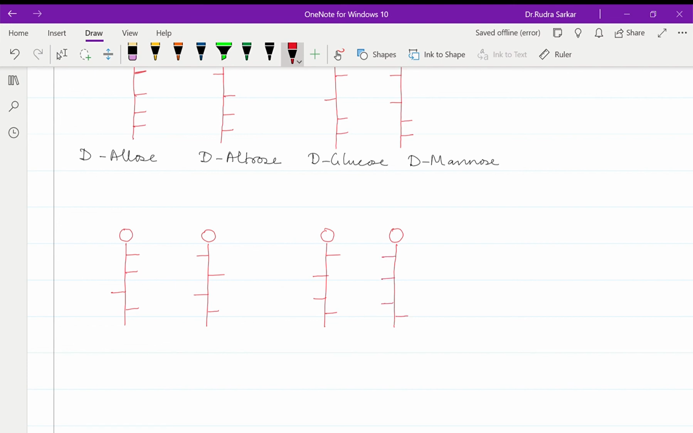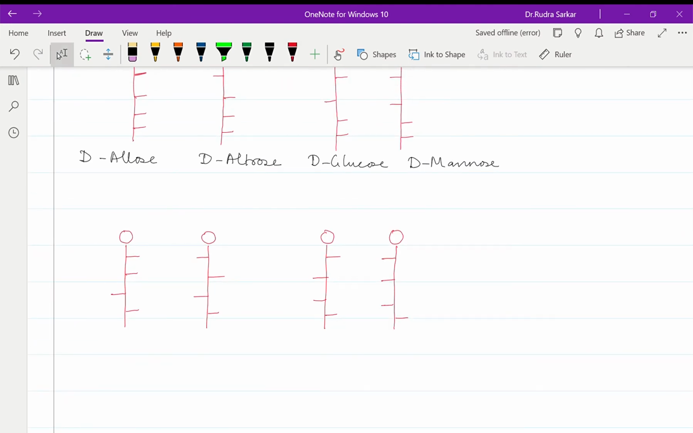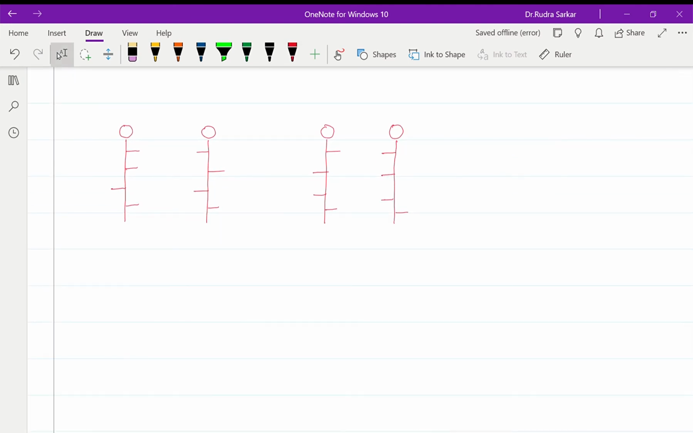Like this. Okay, so the mnemonic to remember all these 8 hexoses is what? All altruists gladly make gum in gallon tank.